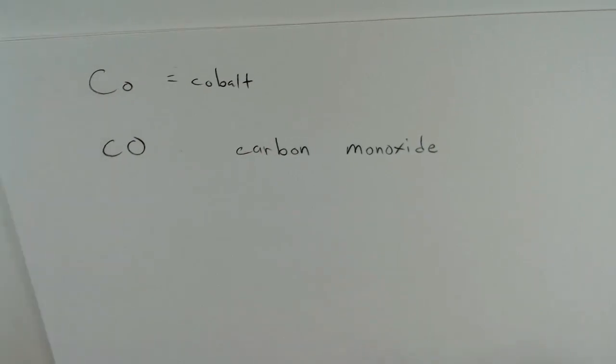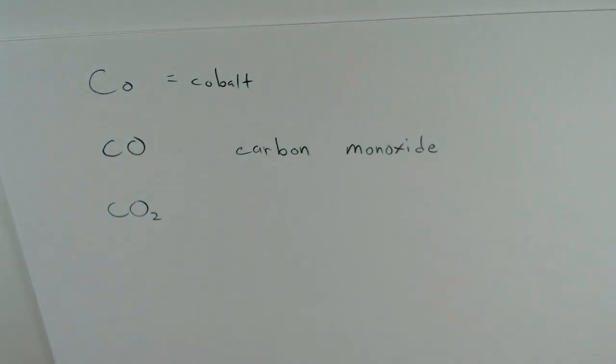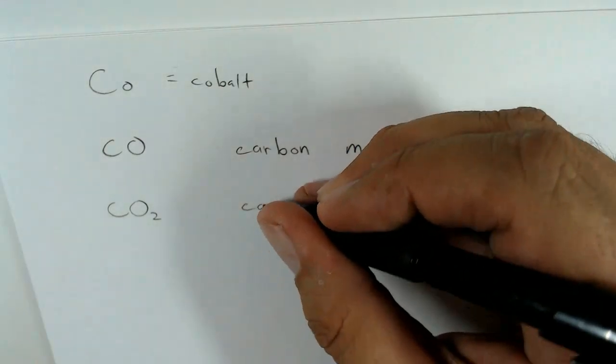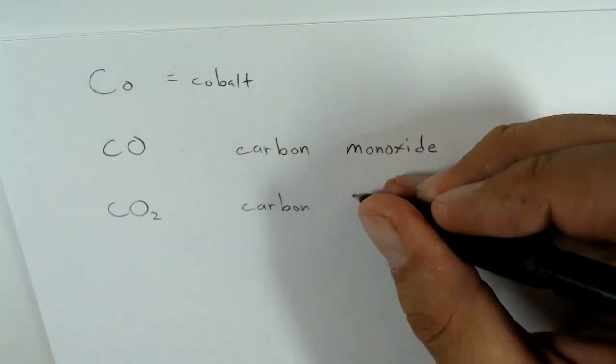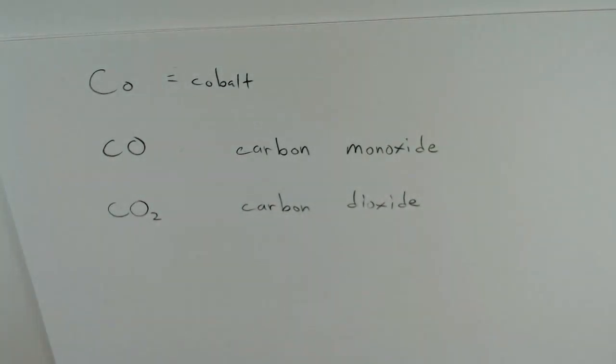All right, so let's go ahead and do a couple other ones. By that extension, this one should be pretty easy. Carbon dioxide. Do you guys know which one is bad for humans versus which one is bad for the environment? Which one's bad for humans? Carbon monoxide. And the one bad for the environment is carbon dioxide.